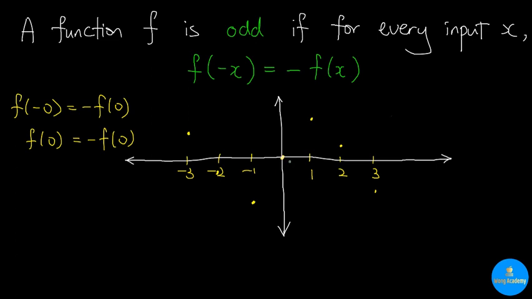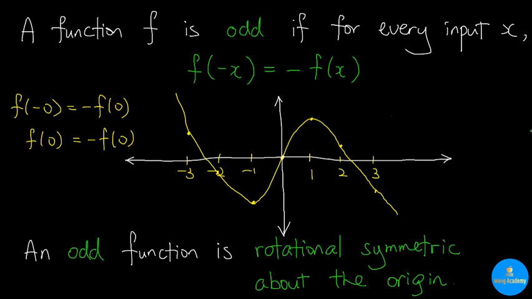Continuing the same study for different values of x, we found that if the graph of f of x looks like this on the left-hand side of the y-axis, then on the right-hand side of the y-axis, the graph would look like this, which is a rotational symmetry about the origin.